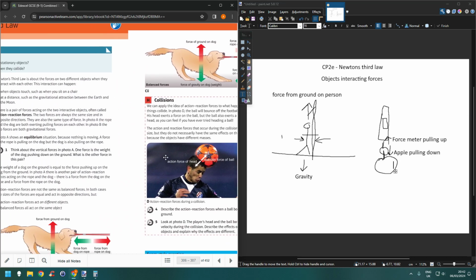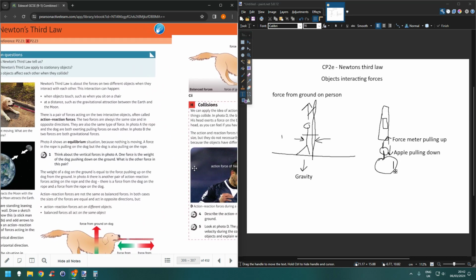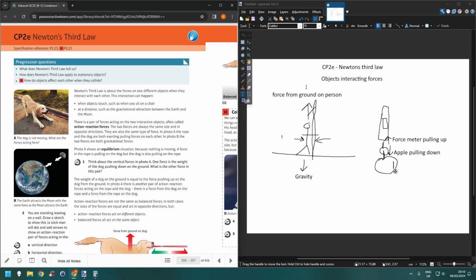Newton's third law was rather short as a topic, and it's just because I didn't write much really. But ultimately, this is all you need to know, the basics on CP2e Newton's third law.